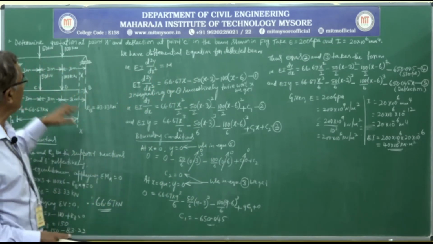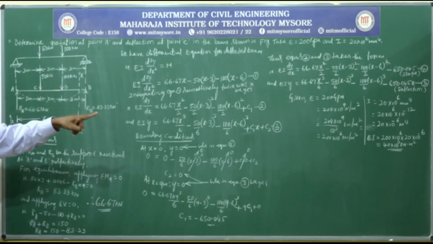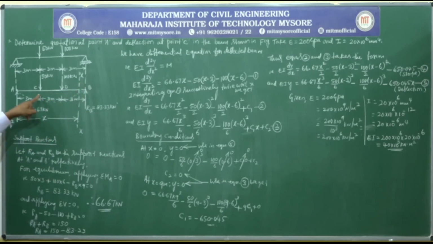For the same problem, we can calculate the values everywhere. We can calculate slope here, here, here, and here. To calculate slope at point A, you have to put x equal to 0 and EI equal to that value in equation 4.